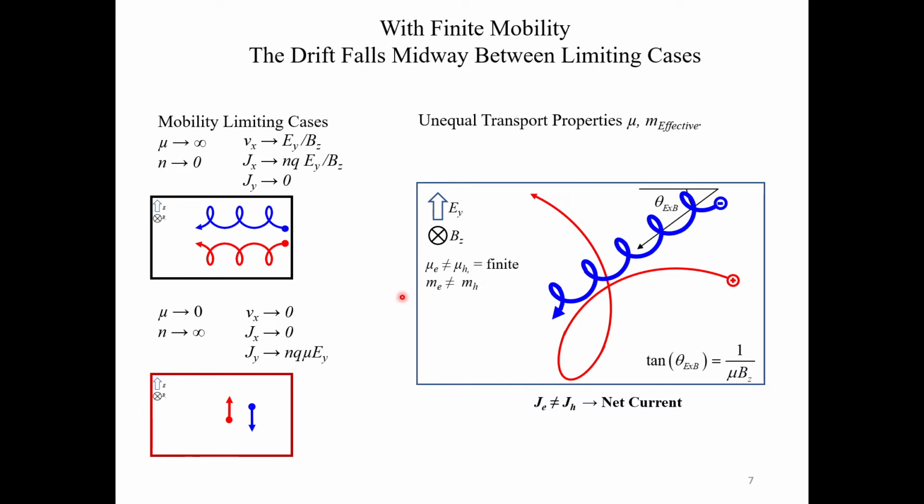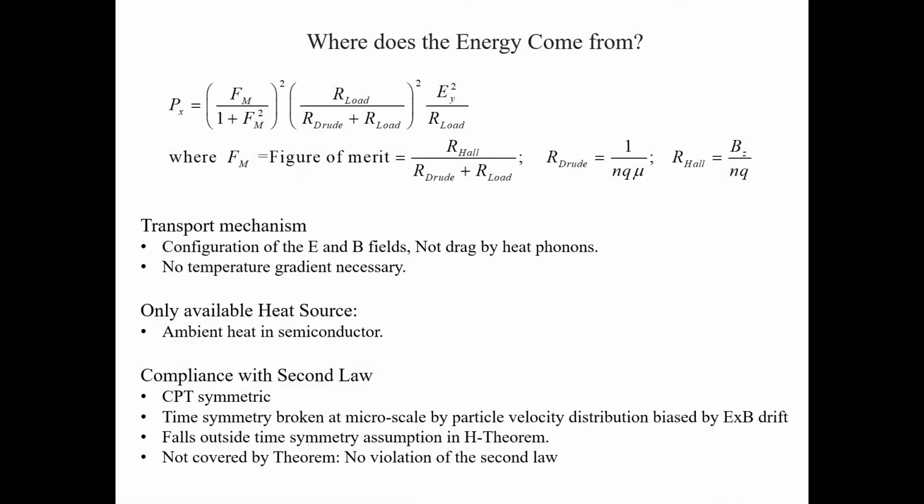The box on the right shows the intermediate case, in which electrons and holes drift with different speed in different directions according to their mobility and effective mass. Electrons drift diagonally down and to the left. Holes drift diagonally up and to the left. Their contribution to the current do not cancel out. A net output current is produced.